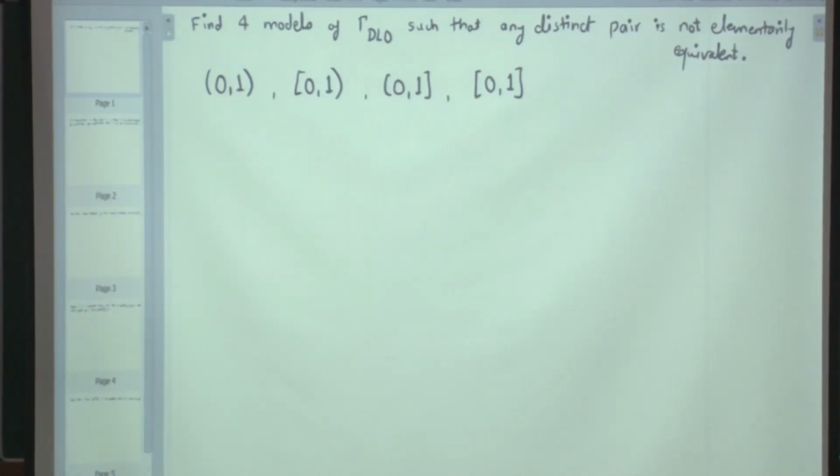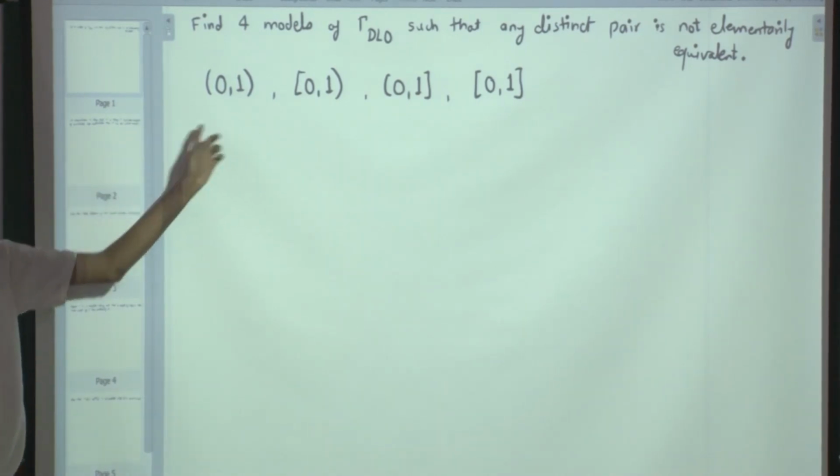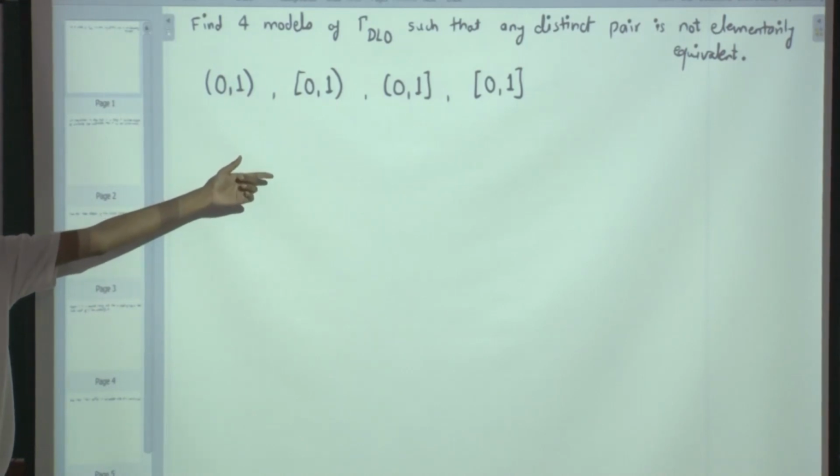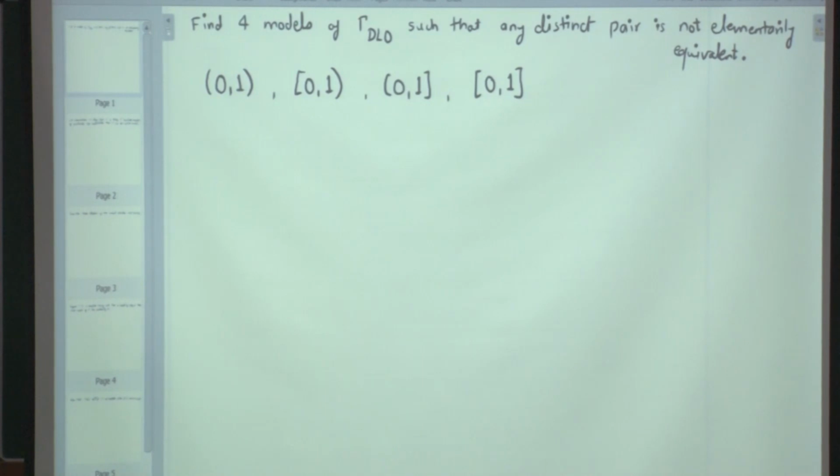They are not. Why? One has a least element which can be expressed as a first order sentence, whereas the other one does not have a least element. And you can similarly distinguish between all 4 of them. Okay, so any pair is not elementarily equivalent. Now the question is, can you do it with 5 models instead of 4?